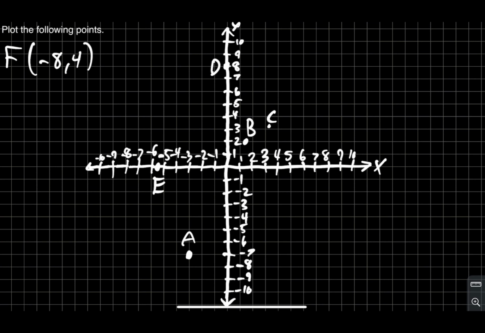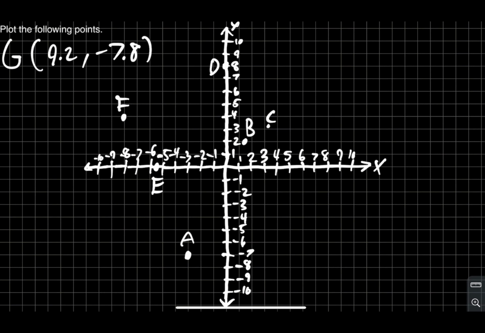Now, for point F, it has an x value of -8 and a y value of +4. So we're going to move to -8 for our x, and then we're going to move to +4 for our y. So your point is going to be about right here. That's going to be point F.